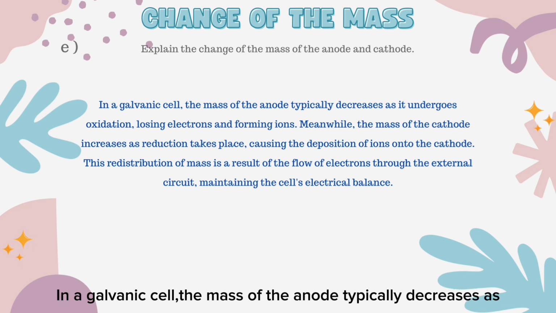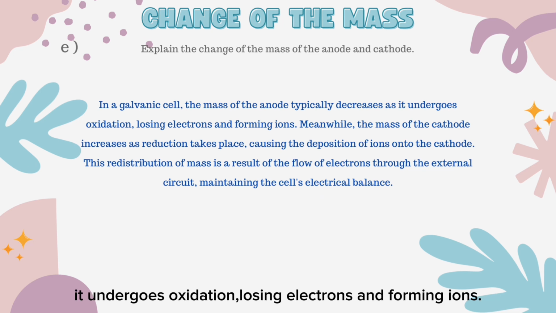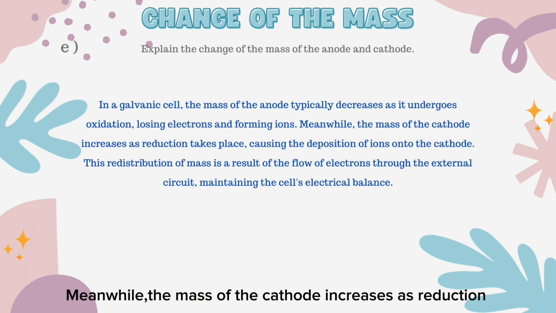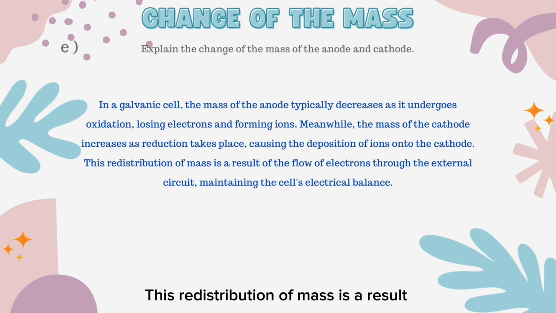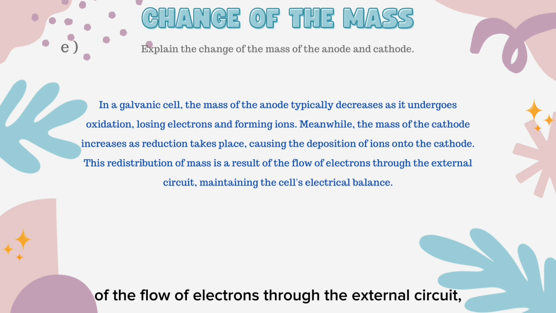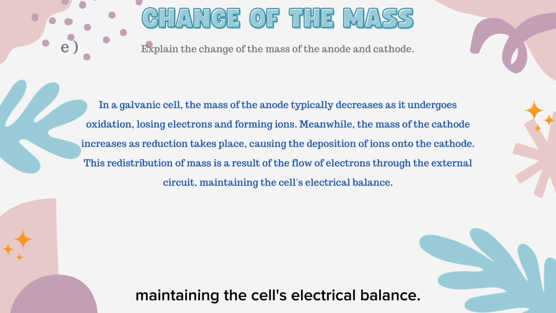In a galvanic cell, the mass of the anode typically decreases as it undergoes oxidation, losing electrons and forming ions. Meanwhile, the mass of the cathode increases as reduction takes place, causing the deposition of ions onto the cathode. This redistribution of mass is a result of the flow of electrons through the external circuit, maintaining the cell's electrical balance.